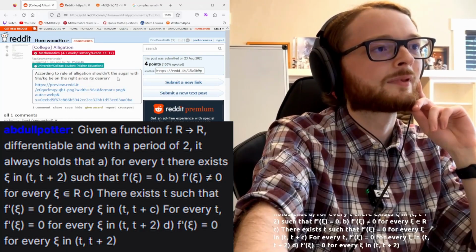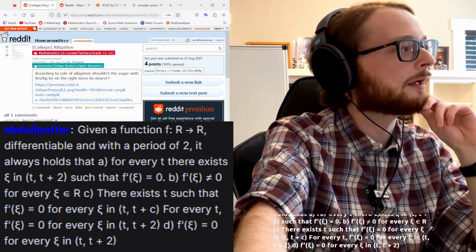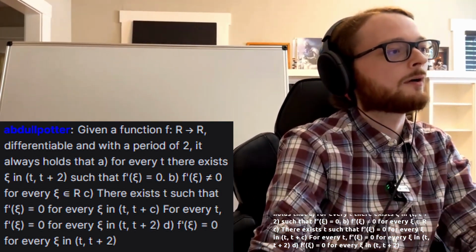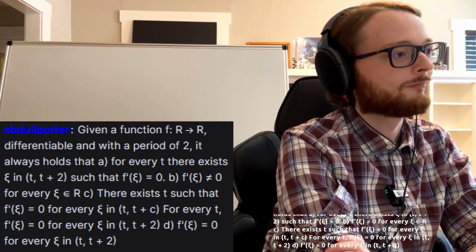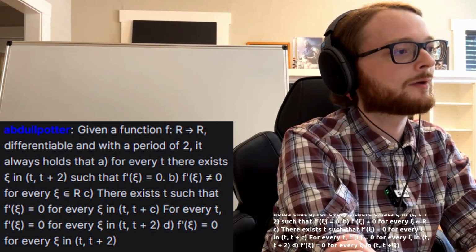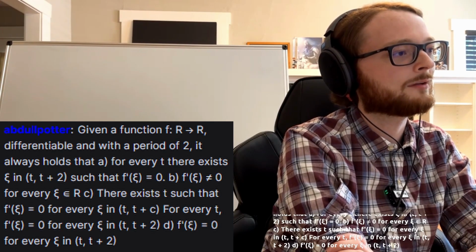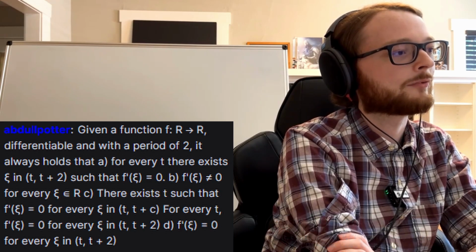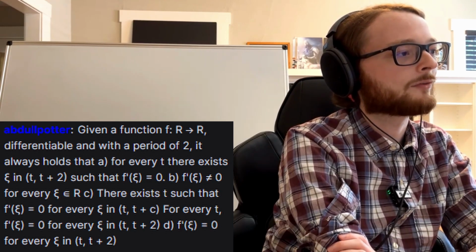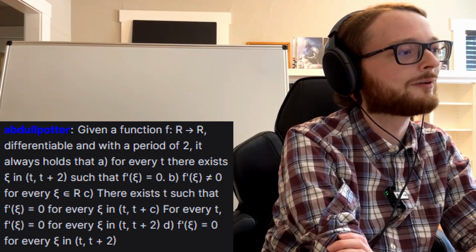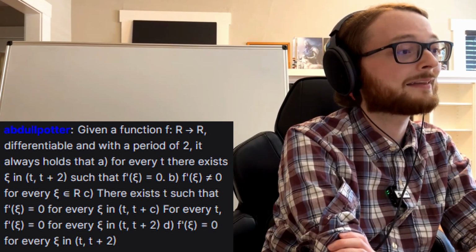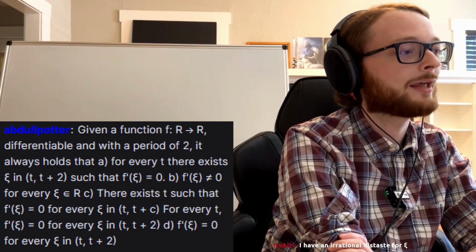You have another one? Yeah, let's hear it. Oh, okay, let's see what Abdul says. A function from R onto R, differentiable, with period 2, always holds that: A, for every t, there exists psi in t, comma t plus 2, such that f prime of psi equals 0. B, oh my god, f prime of psi doesn't equal 0. That's my least favorite Greek letter too. I hate writing it. I hate saying it.